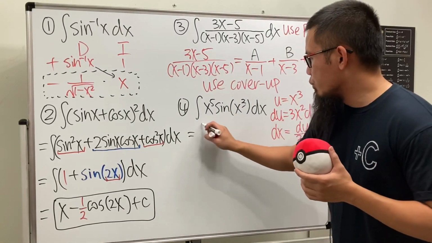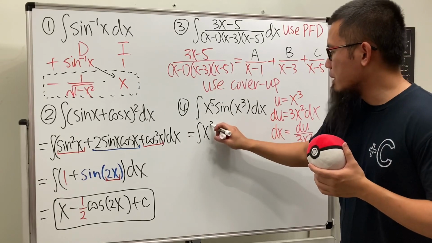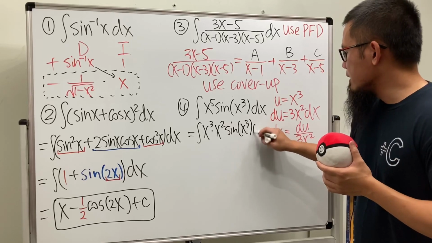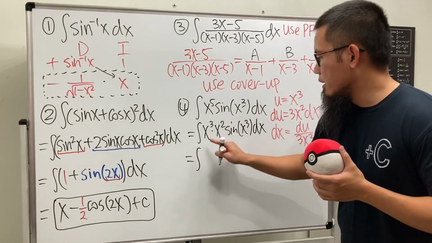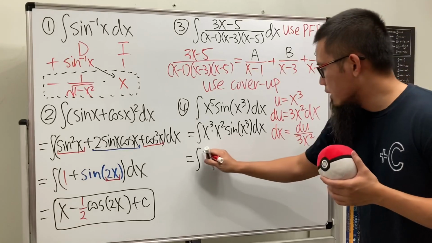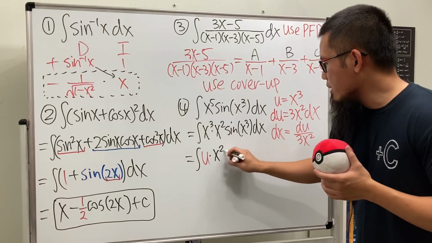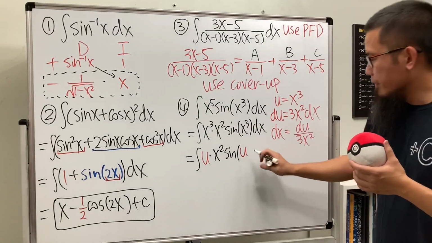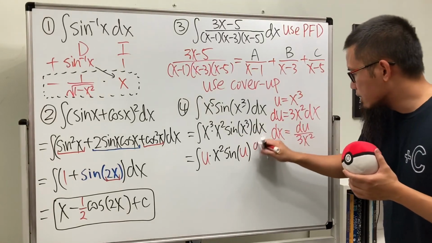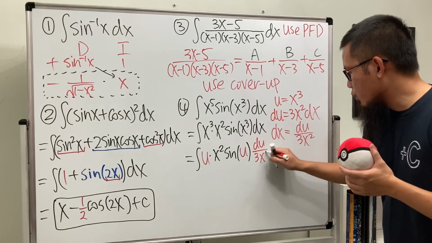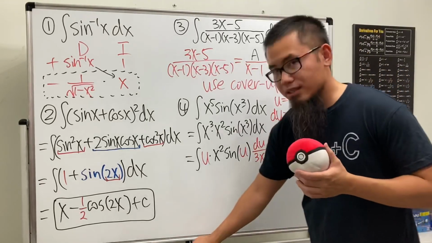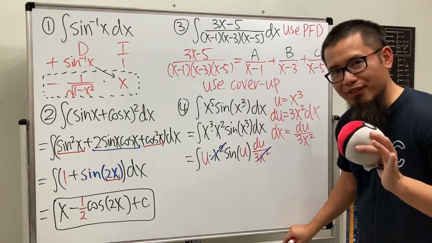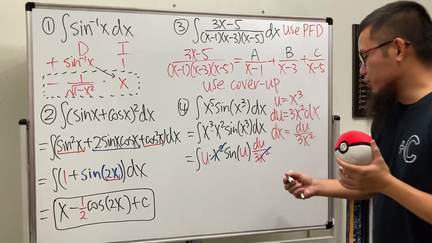You see, if we break it apart, this is x to the 3rd power times x squared, and then we have sine of x to the 3rd power dx. And this right here is the u, and this right here is just x squared, and then we have sine, and then x to the 3rd power is again the u, and dx is du over 3x squared. This is so nice because you see that the x squared cancel each other out. So we don't have x in the u world. So that means we're on the right track.